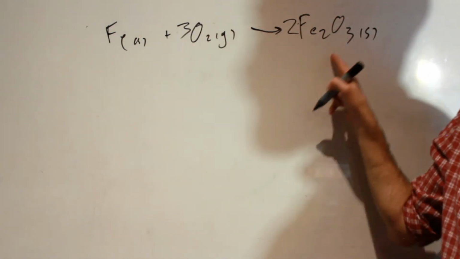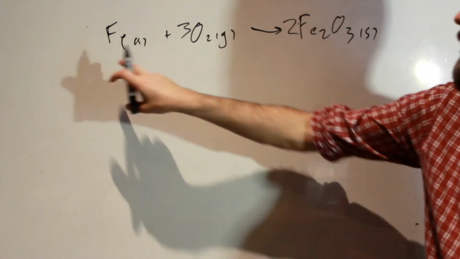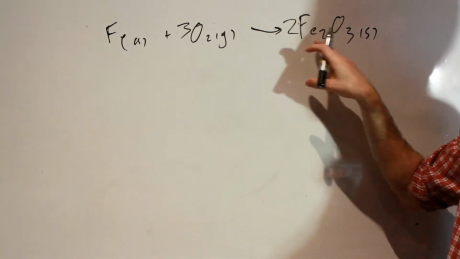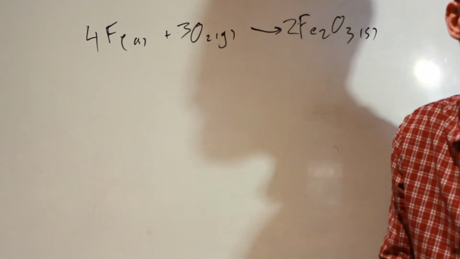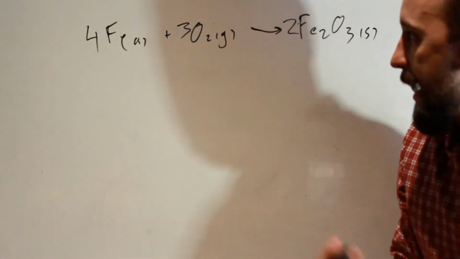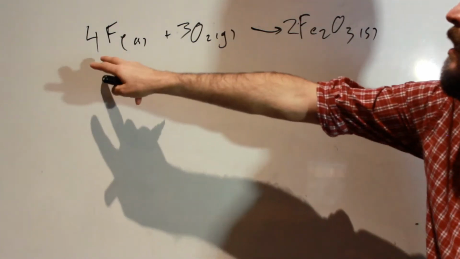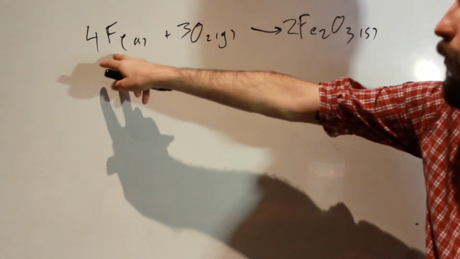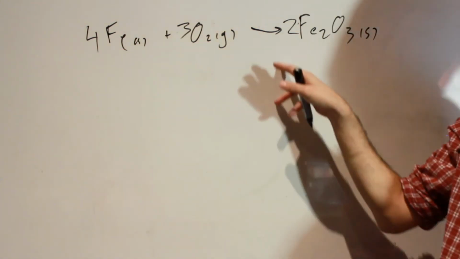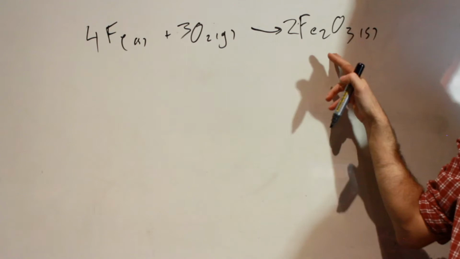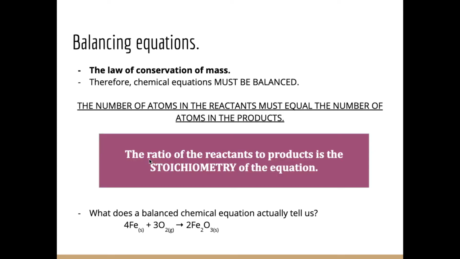So the amount of oxygens that we end up with are the same as the amount of oxygens that we started with. But now our irons aren't balanced, so we've got to go 2 times 2 is 4. So we have a 4, change the coefficient. We can't change any of the subscript numbers. So what this is telling us is essentially a ratio of products to reactants. It's saying, in order for this reaction to occur, you need 4 amounts of iron for every 3 amounts of oxygen gas, and that will make 2 amounts of iron oxide. It's that ratio, and this ratio is what stoichiometry is.